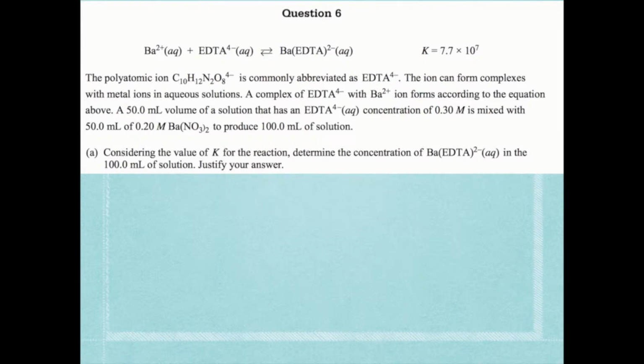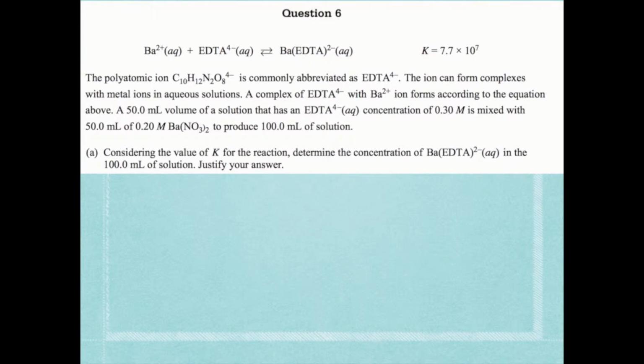You've got this, okay? A 50 mL volume of EDTA solution has a concentration of 0.30 molar, and it's mixed with 50 mL of 0.20 molar barium nitrate to produce a 100 mL solution. Considering the value of K for the reaction, determine the concentration of barium EDTA in the 100 mL solution.